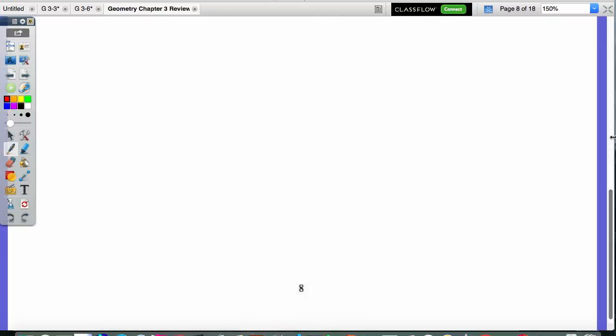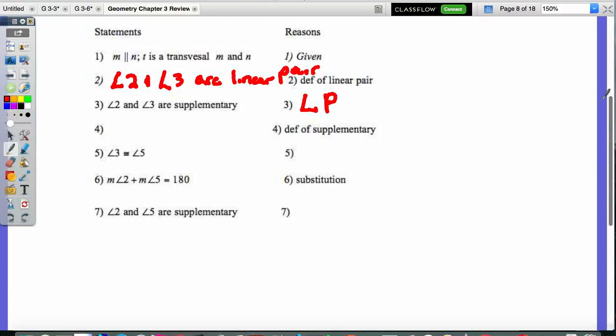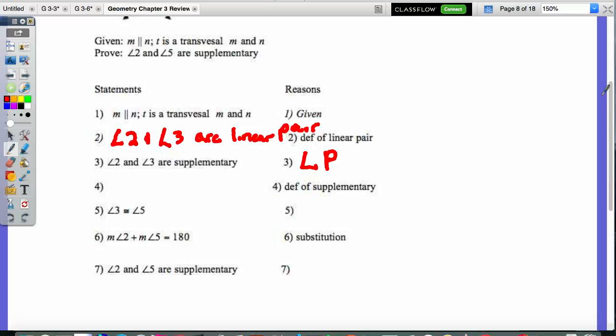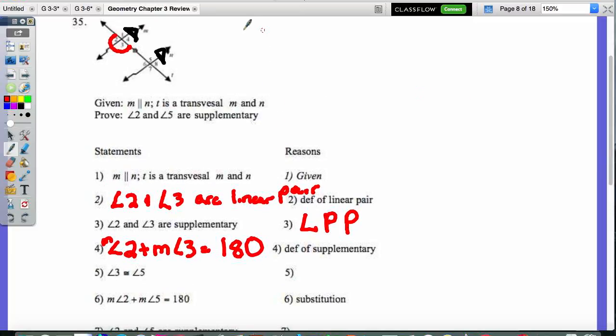And then supplementary means I hit the wrong button here. Scroll back up. There we go. So this was linear pair postulate. Measure of angle 2 plus the measure of angle 3 equals 180 degrees. That's the definition of supplementary. Now, angle 3 is congruent to angle 5. So let's look here. 3 and 5 are alternate interior angles.